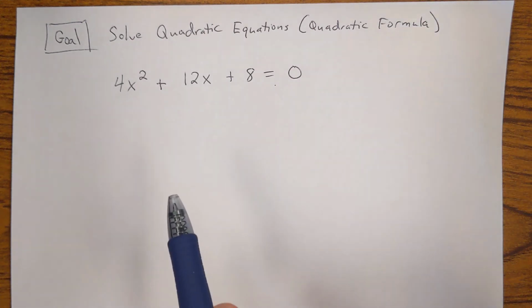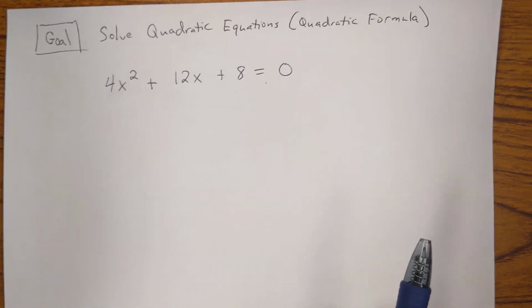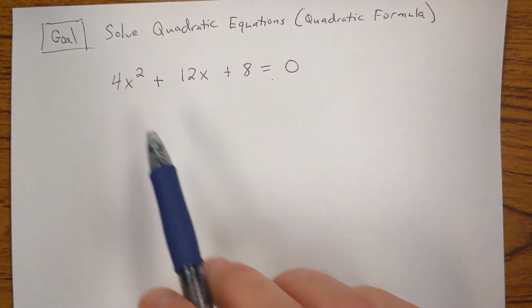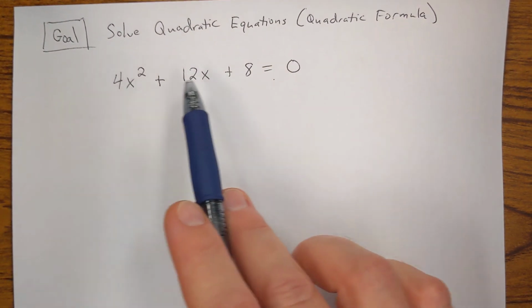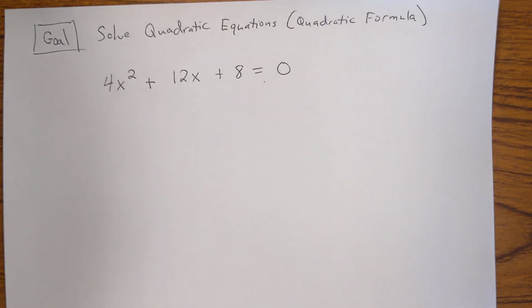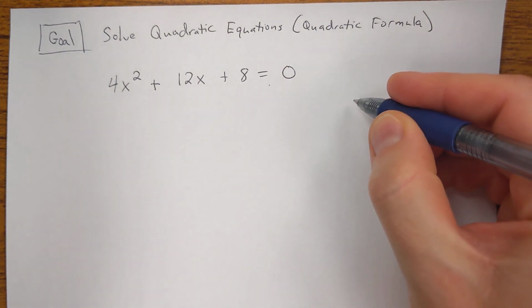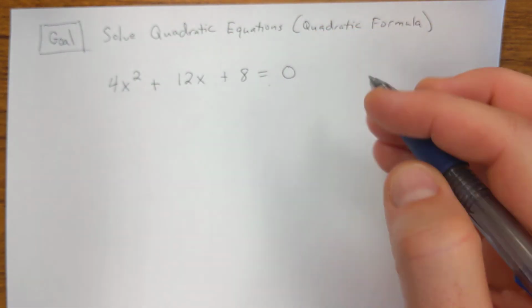Okay, so I have got a quadratic equation here for you, and I want you to solve it. I want you to find what value we could plug in for x here that would make this equation equal to 0. Well, let's think of what we've learned so far in this unit. We have learned in this unit to solve quadratic equations.